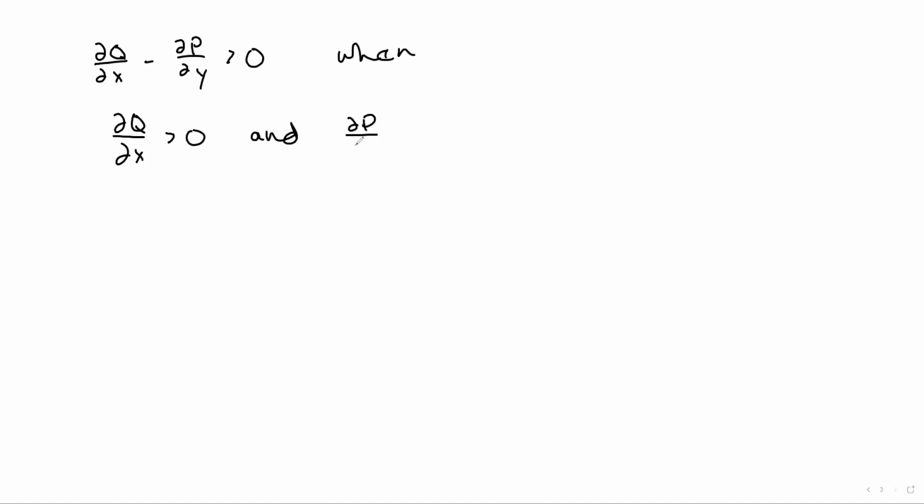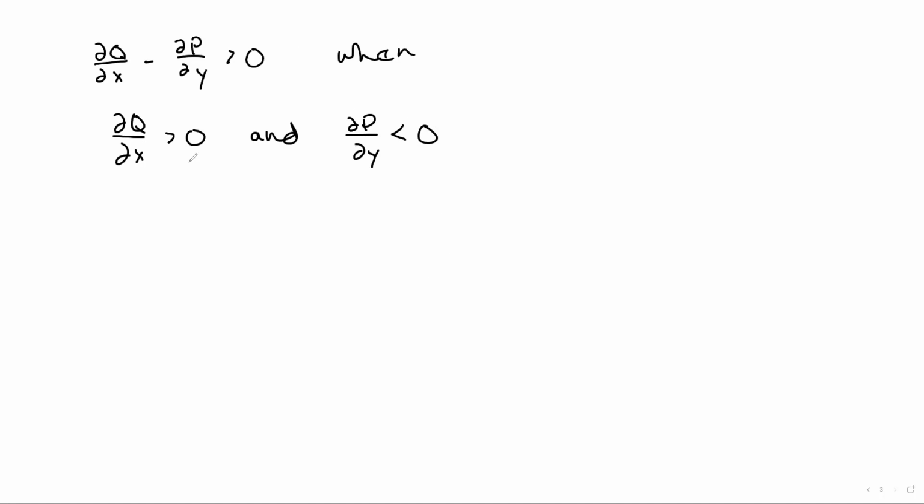All right, so knowing all that, the partial of Q with respect to x minus the partial of P with respect to y should be positive, greater than 0, when the partial of Q with respect to x is greater than 0 and the partial of P with respect to y is less than 0.